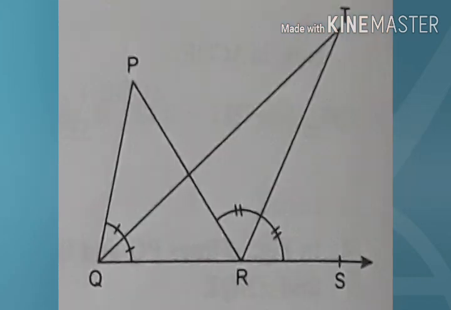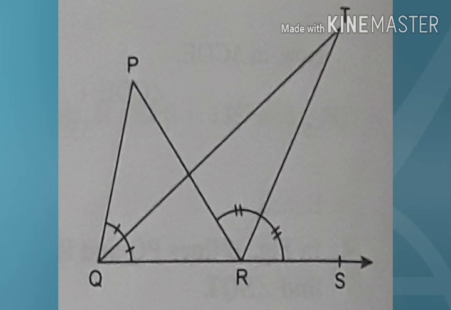Okay. So in the figure what is given? There is a triangle PQR. One of its sides, QR, is produced to get a point S. Then the bisectors of angle PQR and angle PRS. That's why in the figure they marked them as equal parts. Okay. Then we need to prove angle QTR equals half of QPR.